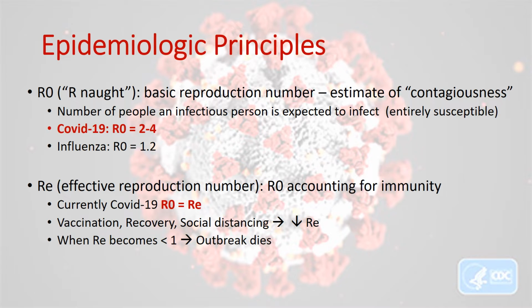The RE is the effective reproduction number. It is the R0 taking into account immunity. Currently, because there is no population immunity, everyone is susceptible. Thus, the R0 is equal to the RE. Mechanisms to reduce RE include vaccination, development of self-immunity by recovery after the infection, and social distancing. When the RE becomes less than 1, the outbreak will die.